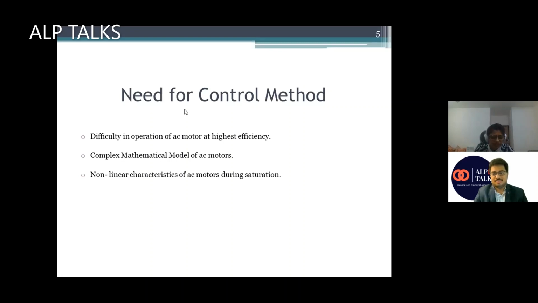It is difficult to operate the AC motor at its highest efficiency. This is due to its complex mathematical modeling and also its non-linear characteristics during saturation. Because of all these factors, we need some control method which we can implement practically.